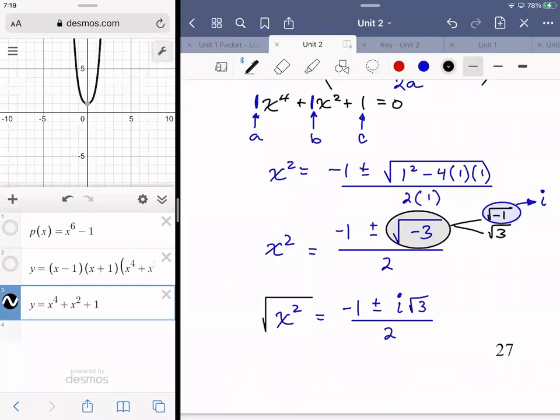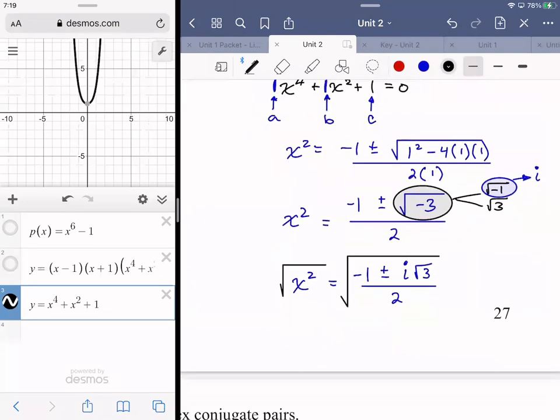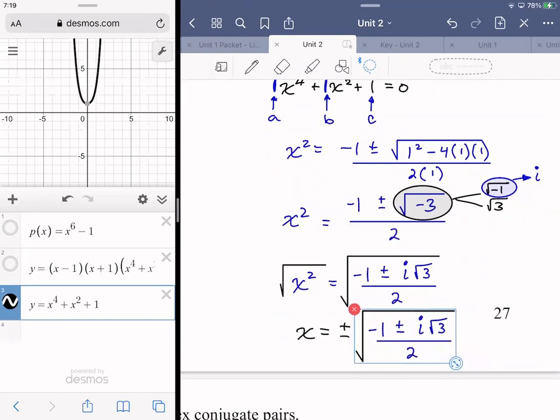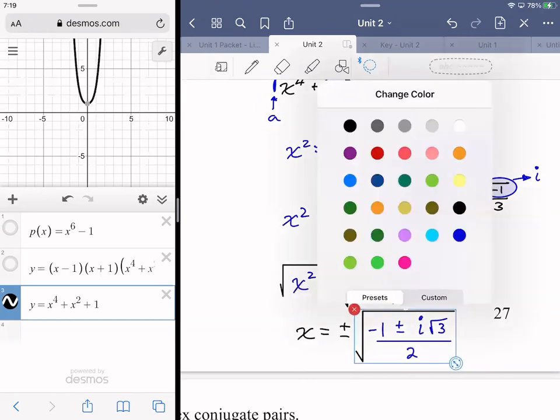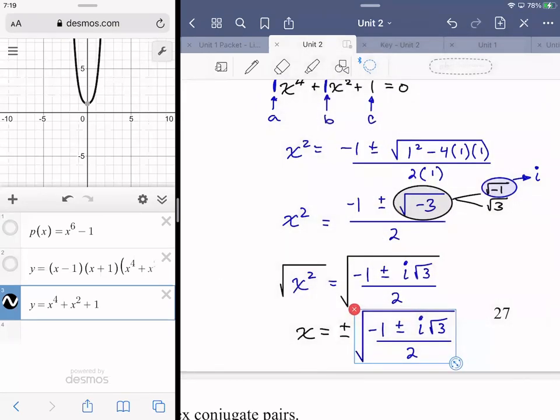I apply that power of 2, the square root, to offset the power of 2. But in applying that, I'm going to create a plus or minus. Okay, so x is equal to plus or minus all of this. And for this question, it's pretty intense, so probably just worry about the roots and not so much the factors. But this would be the remaining set of roots for this polynomial function, right?